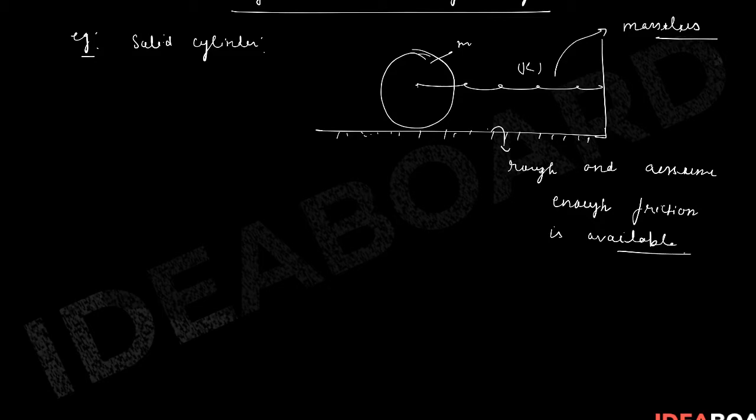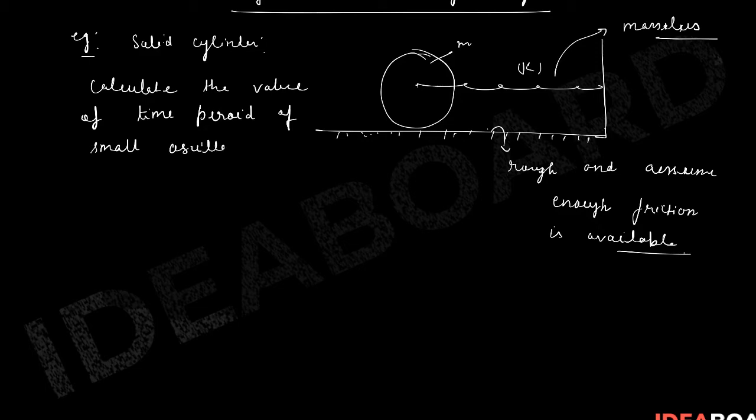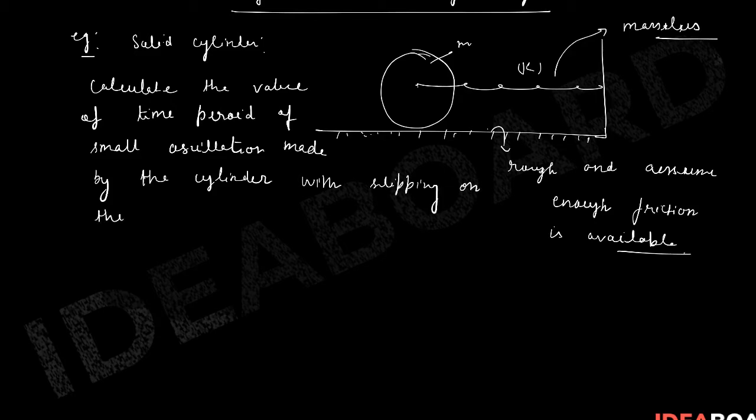Suppose that, like, what I'm trying to ask in this question, that calculate the value of time period of small oscillations made by the cylinder without slipping on the horizontal surface. This is a pretty advanced level question.